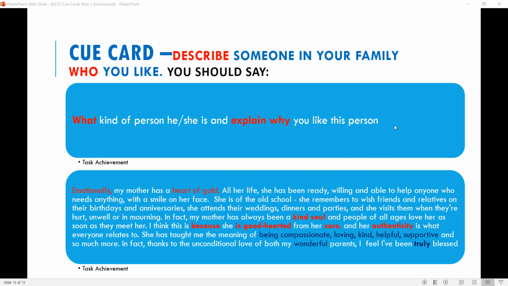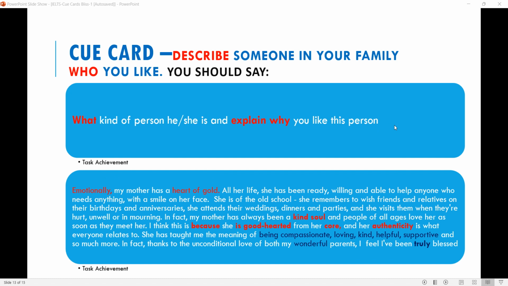So the fourth tip is we are answering emotionally. Emotionally, my mother has a heart of gold. So it's very important, as I told you all in the speaking test one, when we are using idioms, that's the one thing that we get extra marks and extra band. So we can start emotionally. My mother has a heart of gold. All her life, she has been ready, willing, and able to help anyone who needs anything with a smile on her face. She is of the old school.